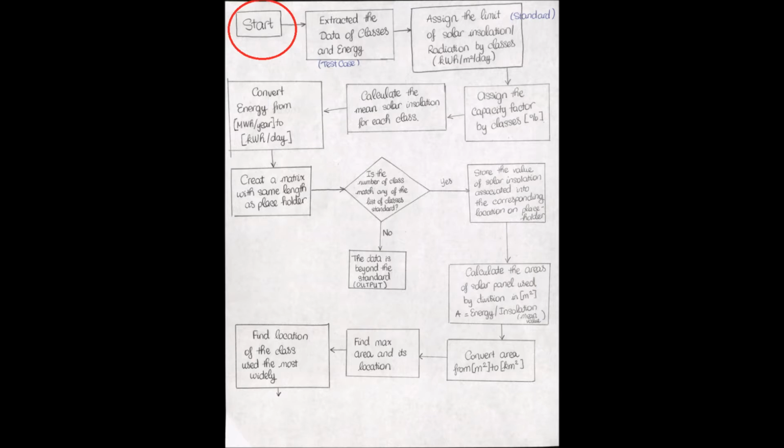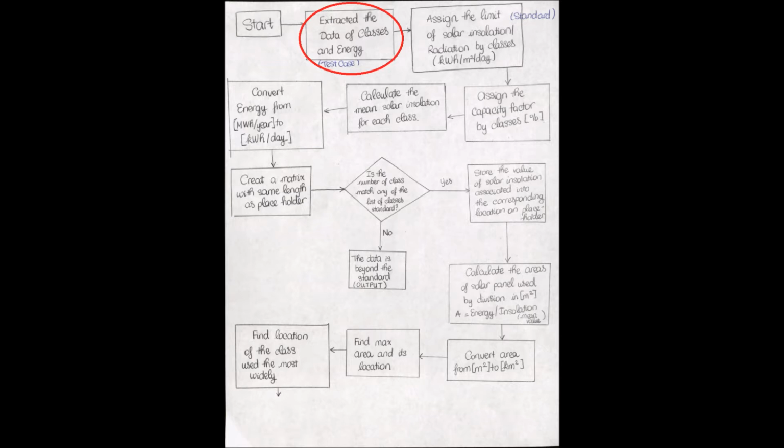First, we have a start, and then the next step is we extract the data of the classes and the energy that was given to us by the professor. The classes range anywhere from 1 to 10, and the energy ranges from megawatts to kilowatts to terawatts per hour.